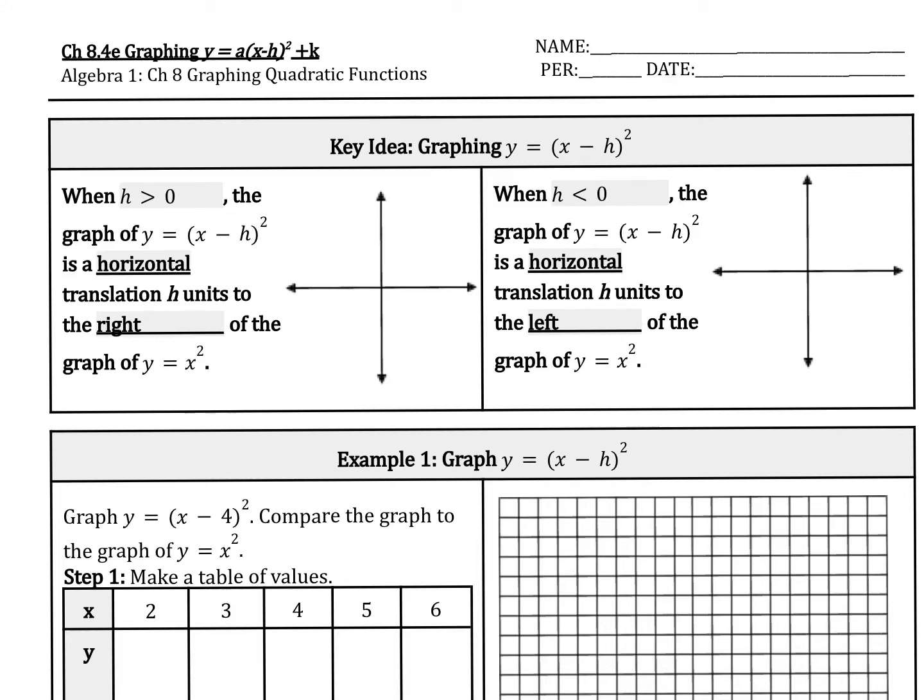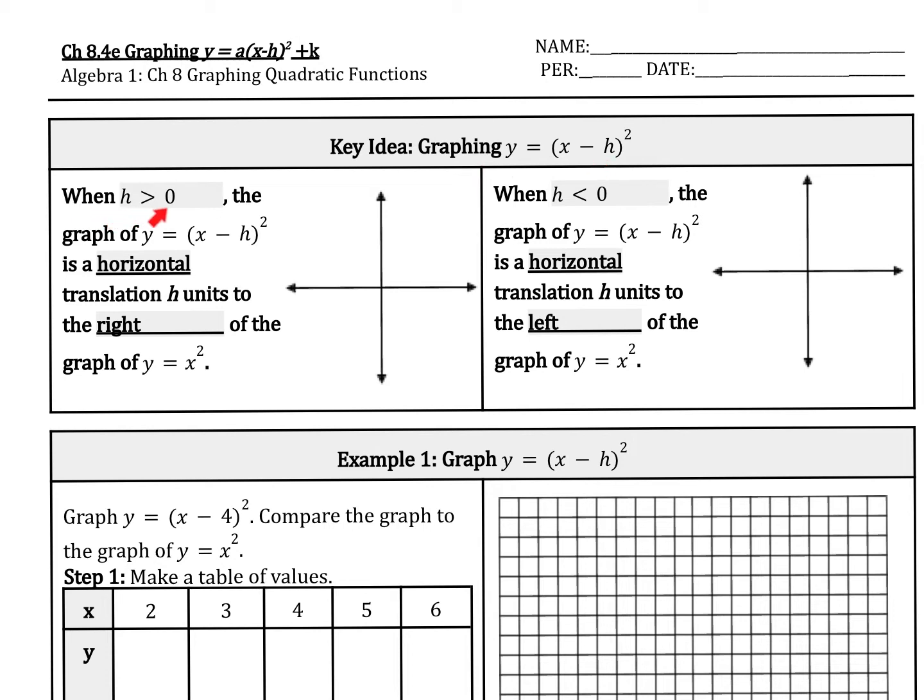Chapter 8.4e, graphing y equals a times (x minus h) squared plus k, graphing a quadratic function. Key idea: graphing y equals (x minus h) squared. If the transformation is right next to the x, then it is called a horizontal translation. So this is an example of horizontal translation.